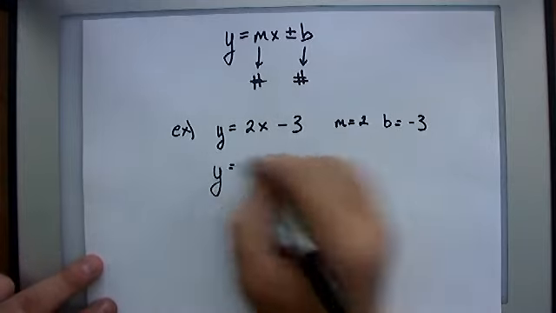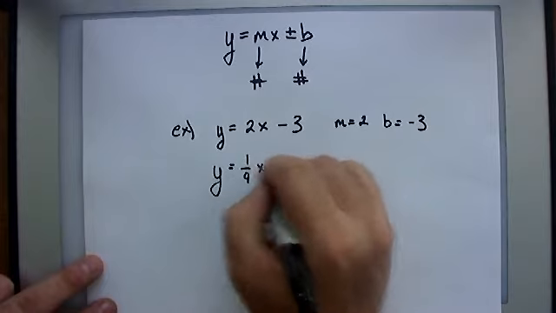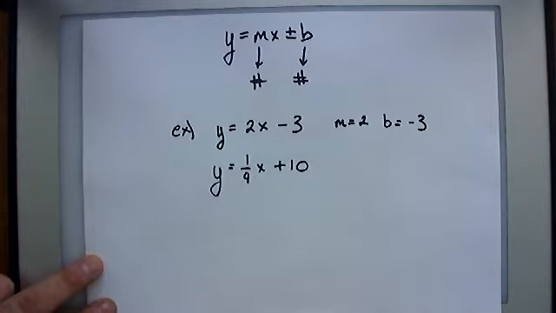Another example might be y equals 1/9 x plus 10. Okay, we'll just call it 1 over 9, because that's what that looks like.